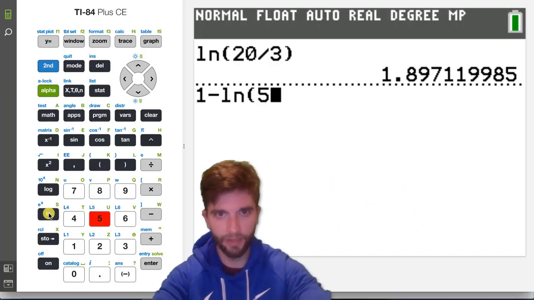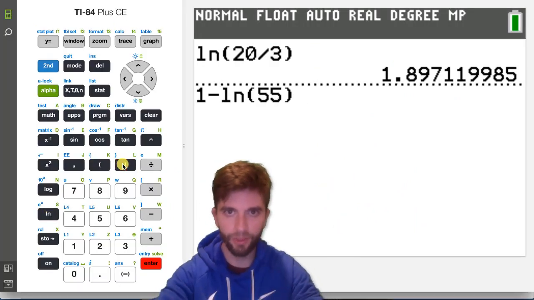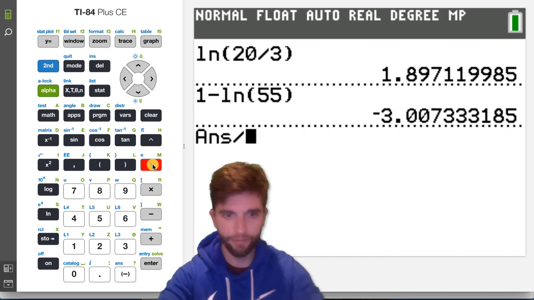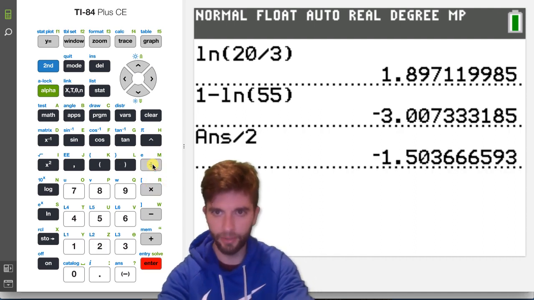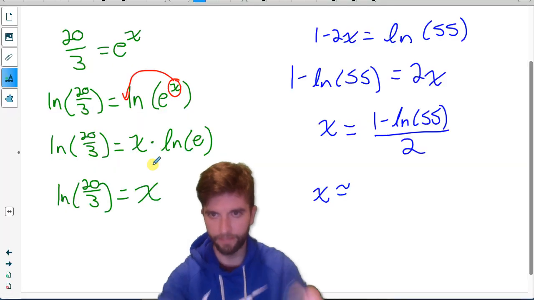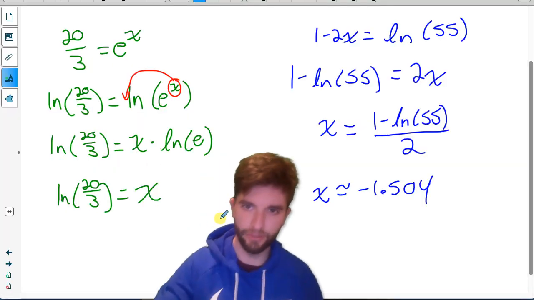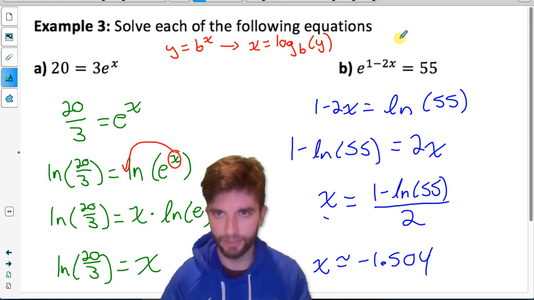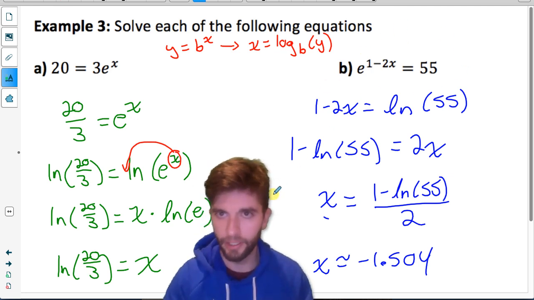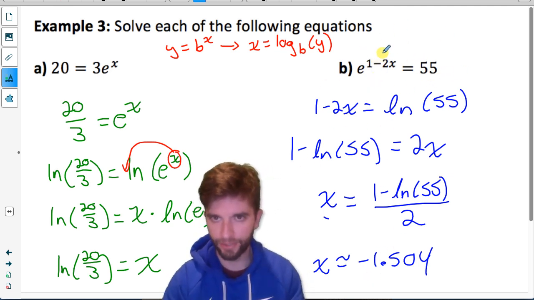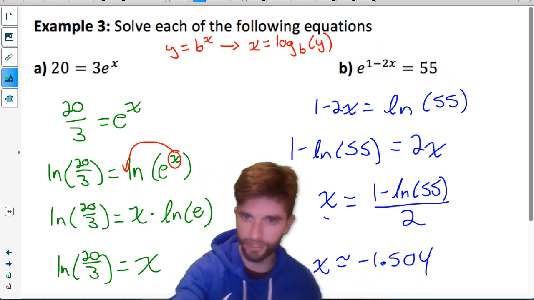So I have to do 1 minus ln 55, and then I have to divide that whole thing by 2. So I'll evaluate that first, divide the answer by 2, I get about negative 1.504. And remember, we could check these answers by plugging it back into the original equation, and it should work. Now, it'll be off by a little bit, the left side won't be exactly 55, because I have rounded this answer, but it should be pretty close.